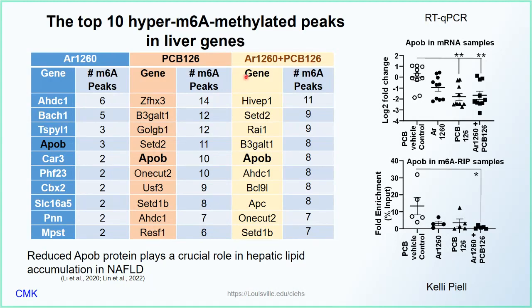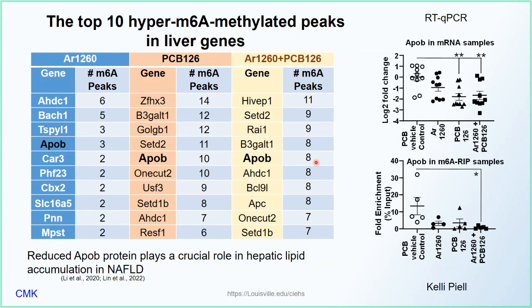And what we can see here is some genes have a lot of M6A peaks. So here's a zinc finger transcription factor that has a lot of peaks. What's interesting here is ApoB. We see ApoB has an increased number of M6A peaks in Aroclor 1260 exposed samples. We see even more in the PCB126 exposed sample. And then we see something intermediate with the dual exposure.